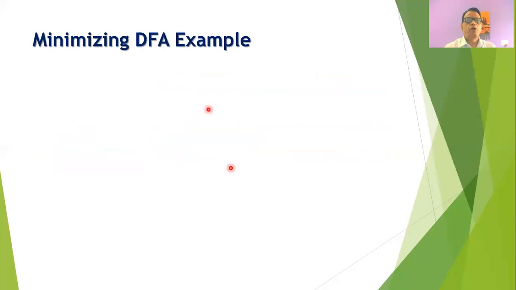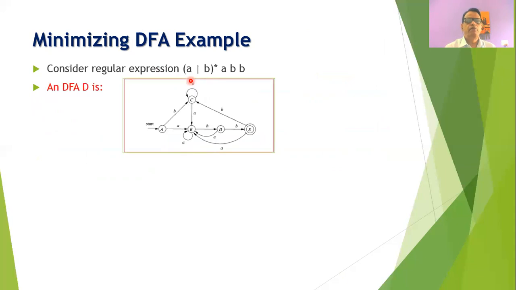Now, in order to have a proper understanding of this algorithm, we will see one example of how the DFA can be optimized. Suppose we have been given a regular expression, closure of a or b followed by abb. Now we know that the DFA for this will consist of 5 states A, B, C, D, and E. So this is a transition diagram which will represent this regular expression, closure of a or b into abb.